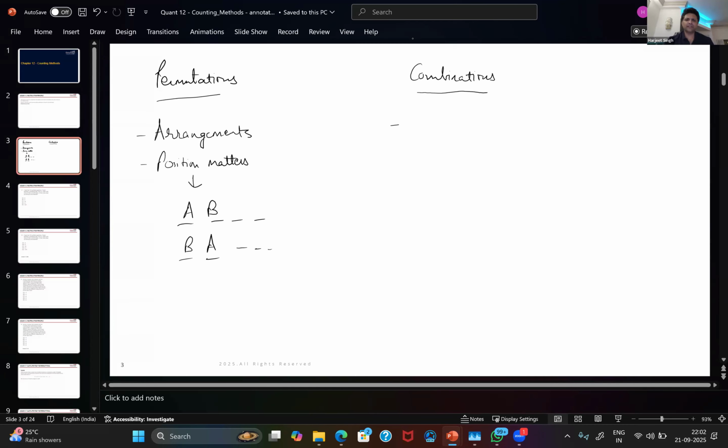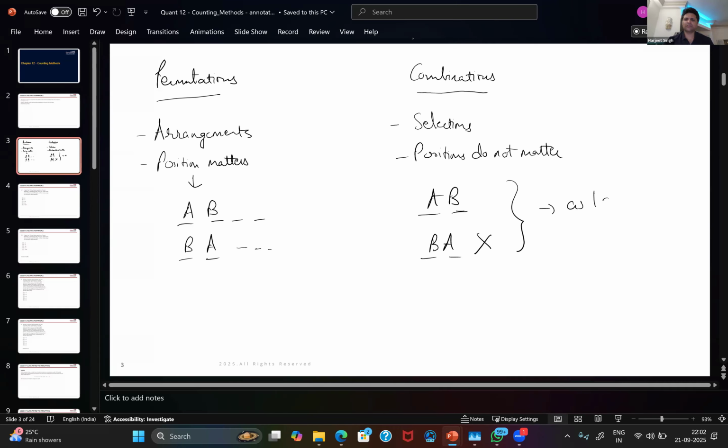But in combinations, it's about selections. Positions do not matter, which means it's pure selection. Whether within AB, A goes first or B goes first, it doesn't matter. So these should be regarded as one count. But these will be regarded as two counts in permutations.